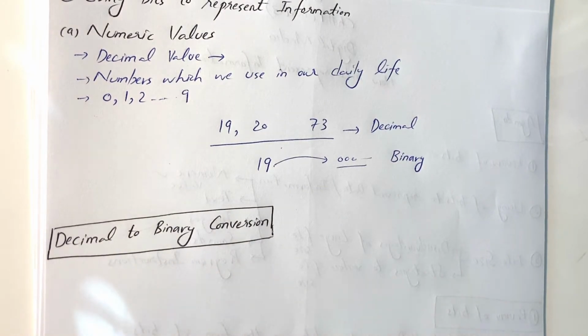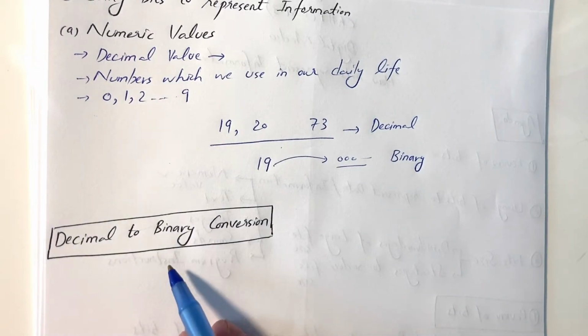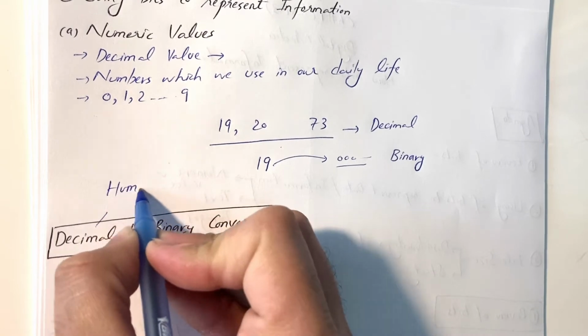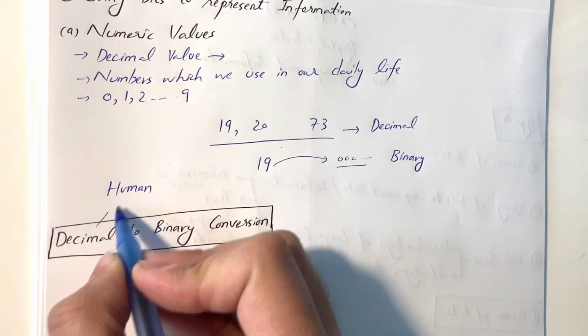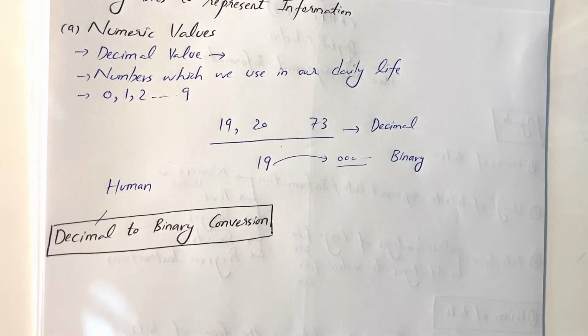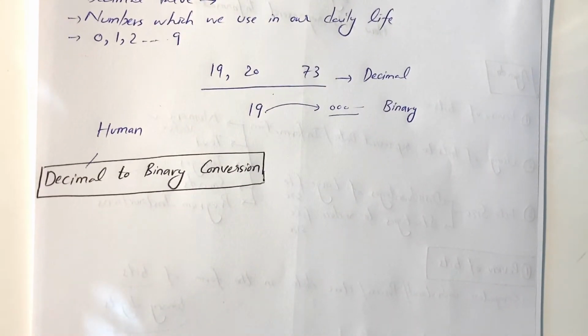And if the computer wants to communicate with us, it has to do the reverse, binary to decimal conversion. So let's talk about how we convert or encode a decimal number, which humans can understand, into a binary number, so the computer can understand it as well.